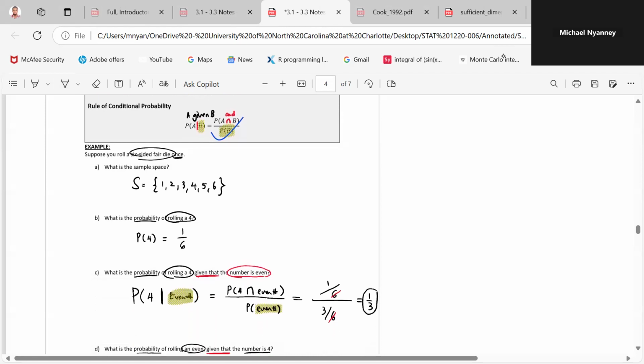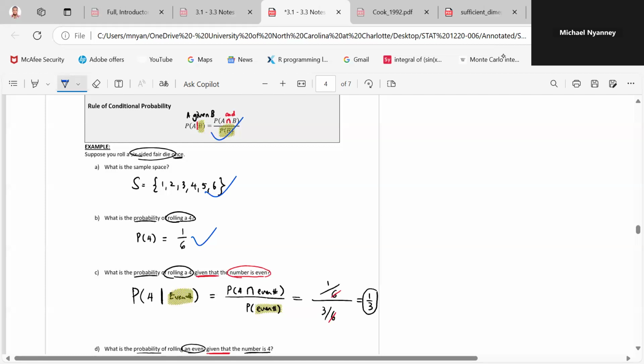So what is the sample space? We have a random experiment whereby we roll a six-sided fair die, and when this happens, we know the sample space involved. The sample space is 1 through 6. Then we have to find the probability of rolling a 4. In the sample space, each outcome is equally likely to occur, so the probability of rolling a 4 is 1 over 6.